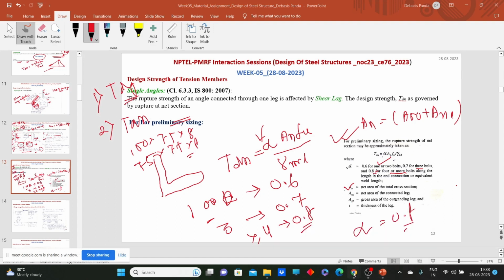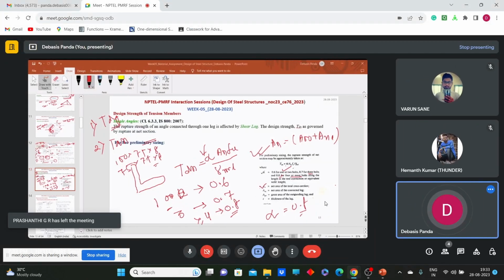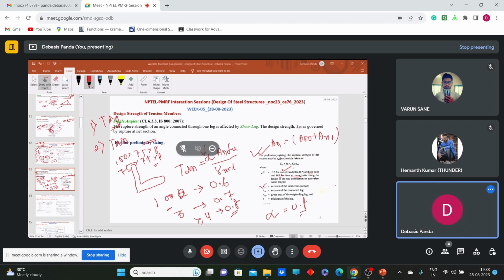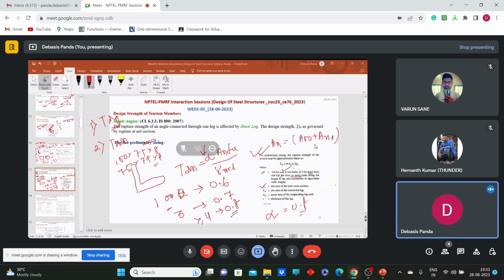Now we have to understand the design strength due to block shear failure. Till now, do you have any questions about how we can calculate the design strength? When we solve one problem, this will become more clear. So now the thing is how we can calculate the strength due to block shear failure.